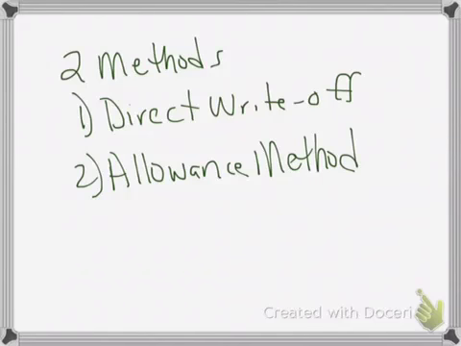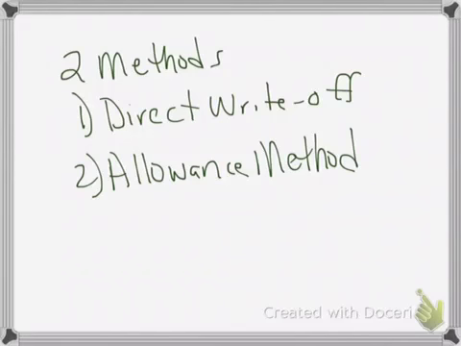The first method is the direct write-off method. The direct write-off method is not in conformity with GAAP. This is something that a lot of small businesses use, and when they realize that a debt is not going to be paid, they simply write it off. And so it's bad debt expense, it's accounts receivable.